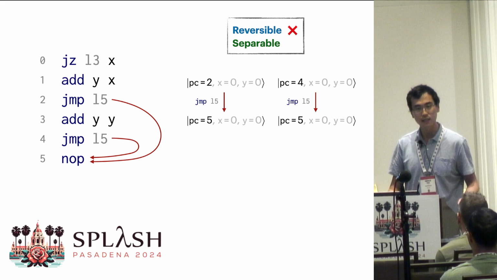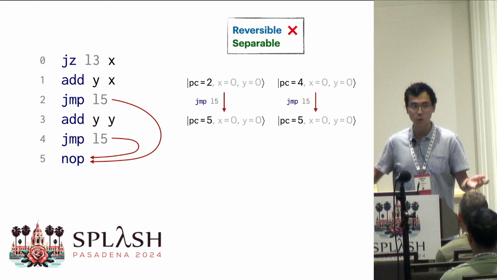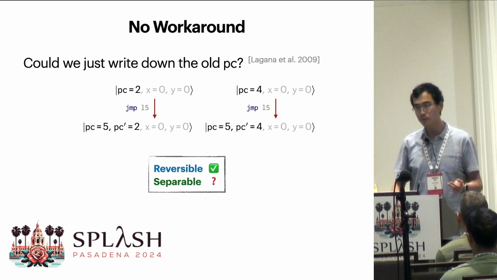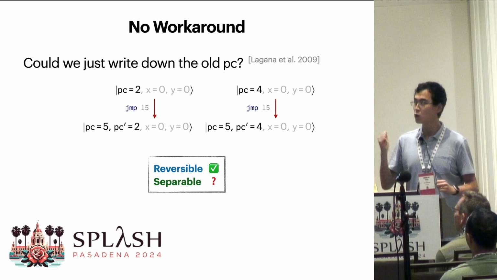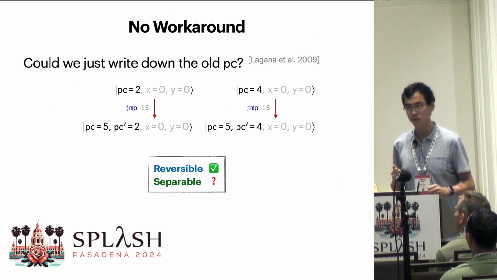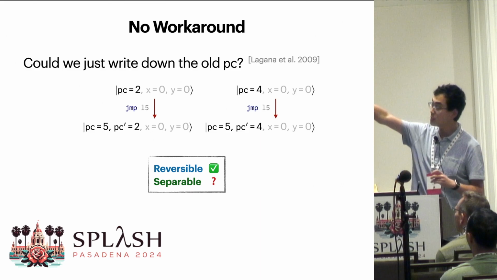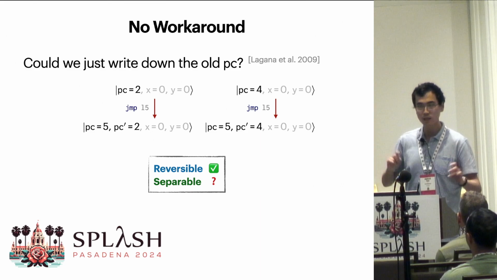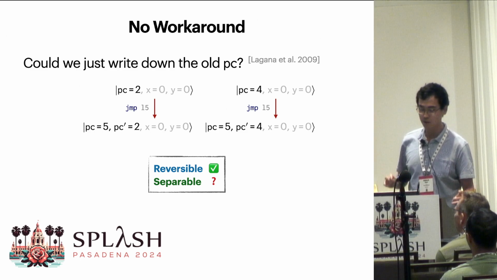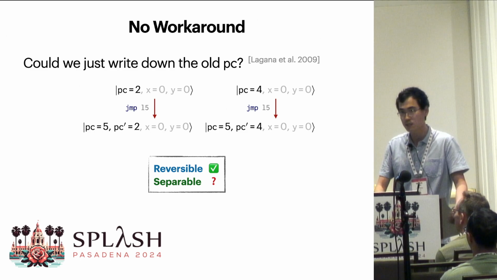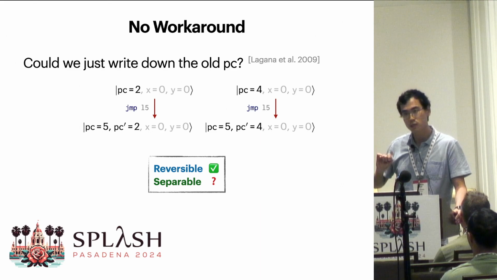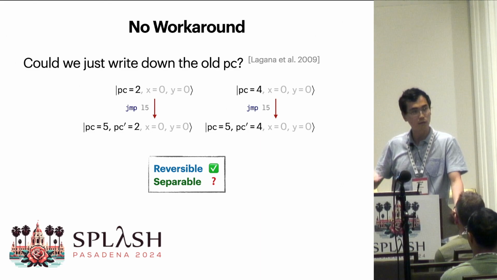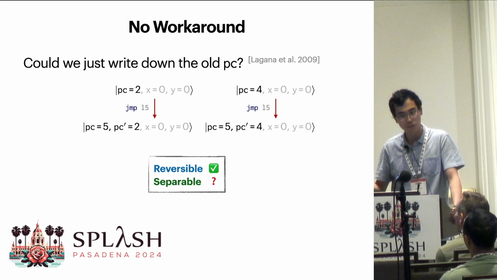You might be thinking at this point, surely there are some workarounds that you can do to overcome this problem, right? Prior work, for example, has proposed a very simple solution of just writing down the old values of the program counter. So if we maintain this history of the old program counter being either 2 or 4 in this case, then you'll see that given the distinct inputs, they'll always go to distinct outputs. So now we have a function that is reversible.